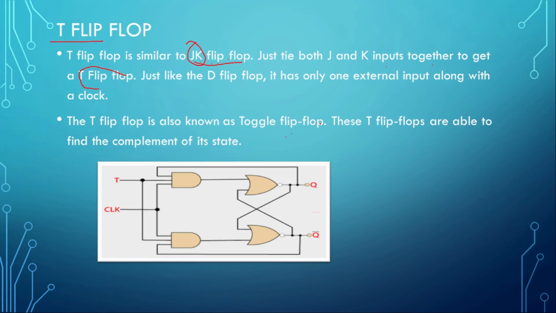Like D flip-flop, it also has one input and two outputs, that is Q and Q bar. These T flip-flops are able to find out the complement of its state. And this output state will be, this will be present state and this will be next state. And it is connected with the clock. This T flip-flop is connected with the NOR latch.